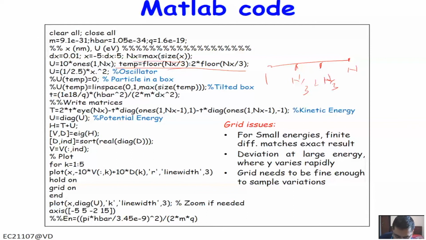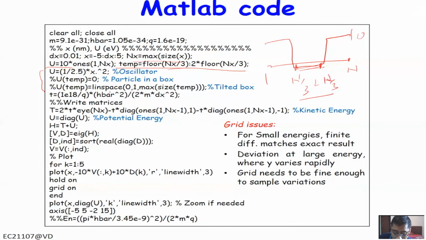So there are 3 cases here. I can use oscillator, I can use particle in a box, or I can use a tilted box. So these 3 functions are there, and the percentage sign shows the comment. So comment means basically if I want to use oscillator, I will uncomment the first one and comment these 2. If I want to use particle in a box, I will comment the first one and uncomment the second one. So that temp means this n by 3 to 2n by 3. So that becomes 0. And if I want to use a tilted box, then I will use the third one.